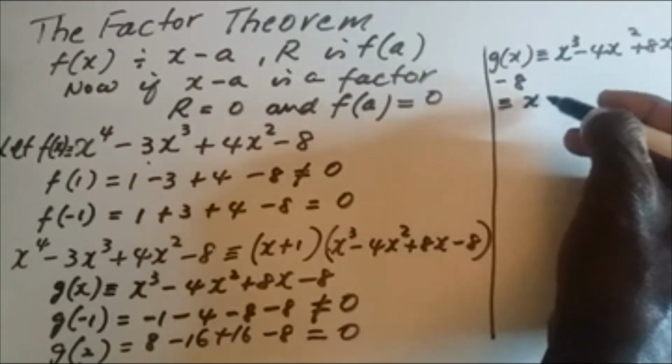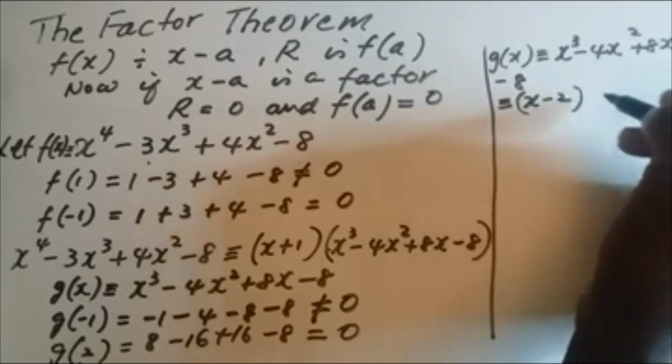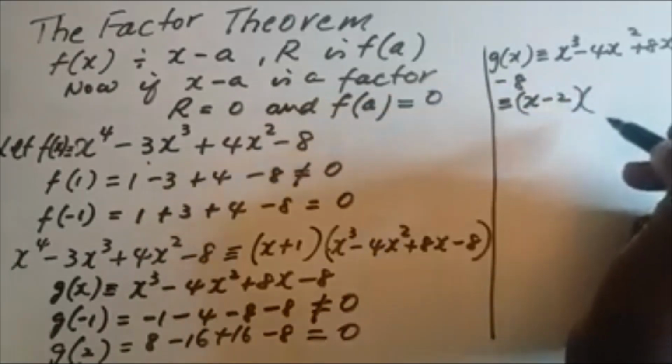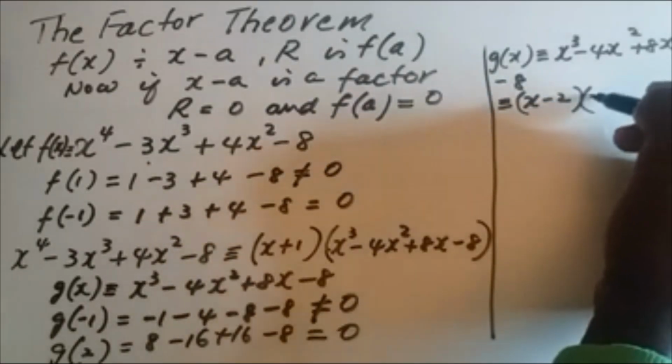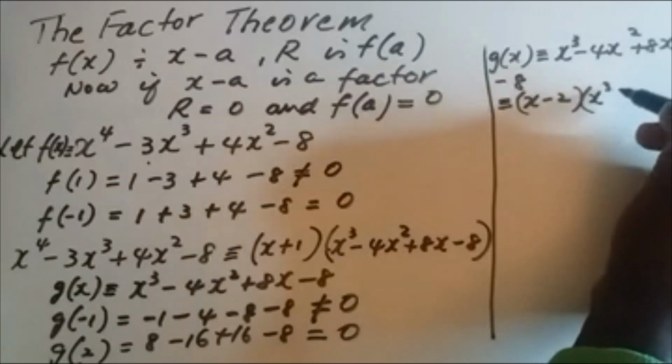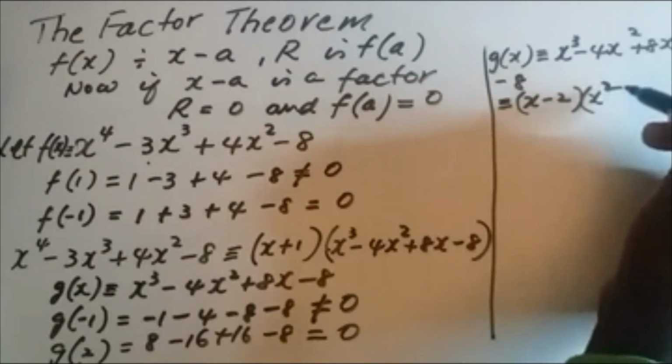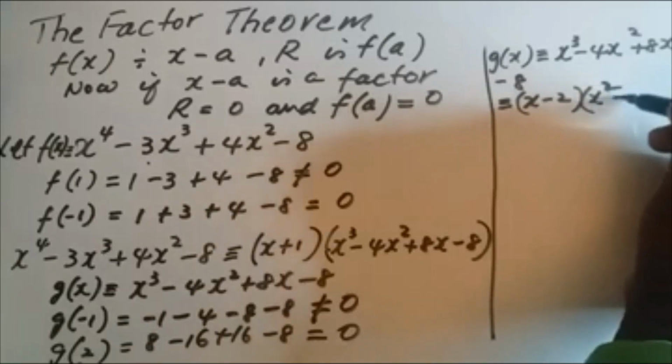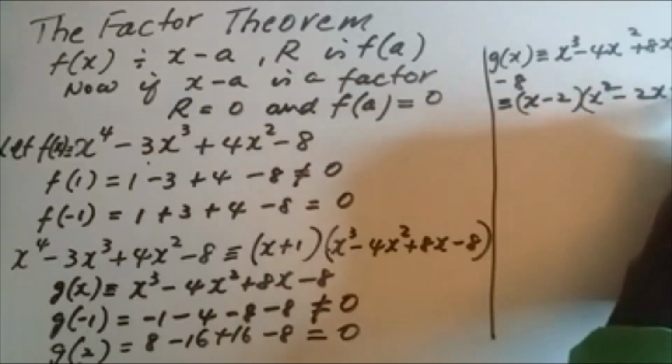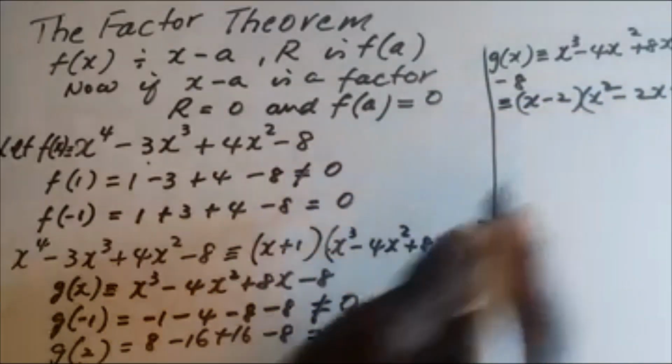we have our factor x minus 2, and by inspection we can see that x squared minus 2x, add 4. You can verify this by clearing the brackets.